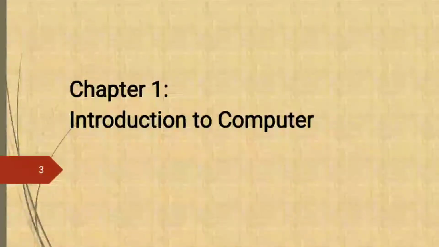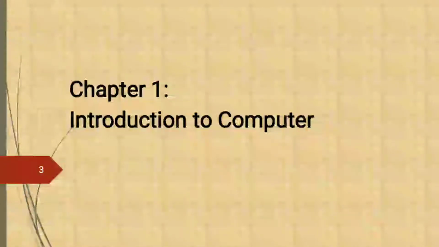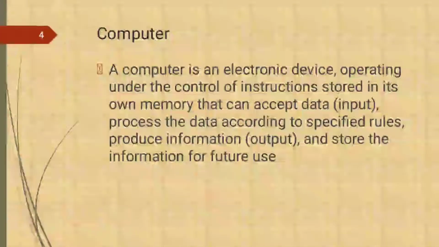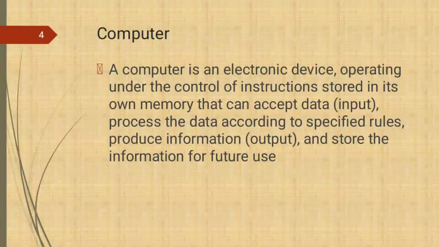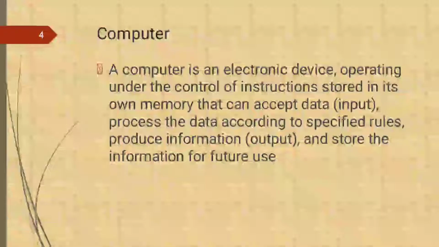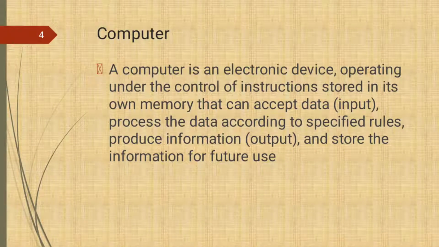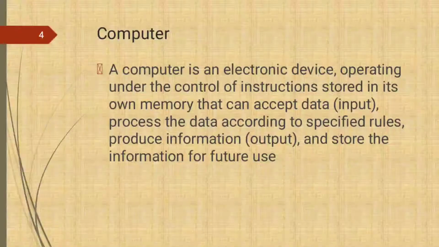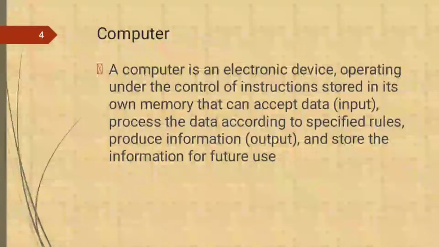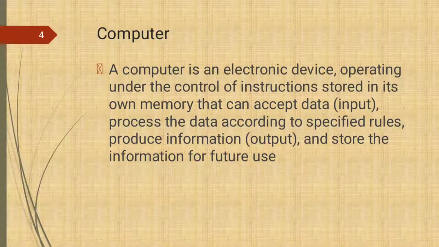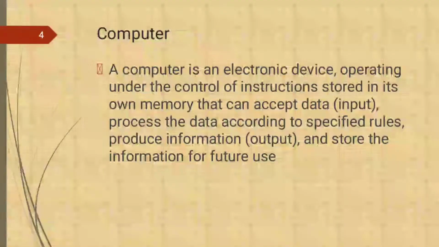Start a new chapter. Chapter number 1, Introduction to Computer. A computer is an electronic device operating under the control of instruction stored in its own memory that can accept data input, process the data according to specified rules, produce information output, and store the information for future use.